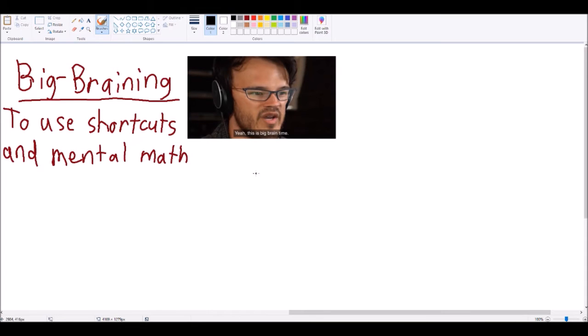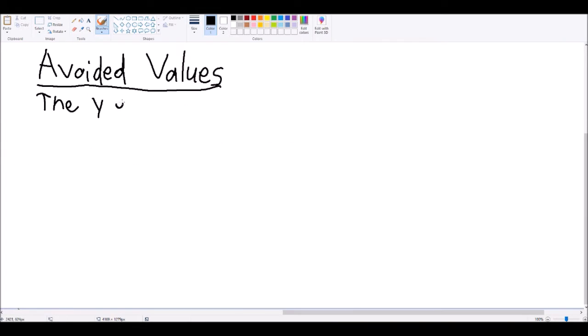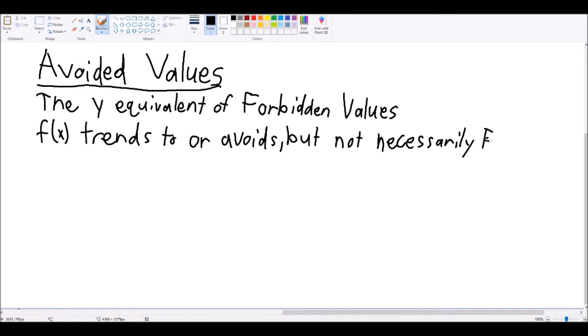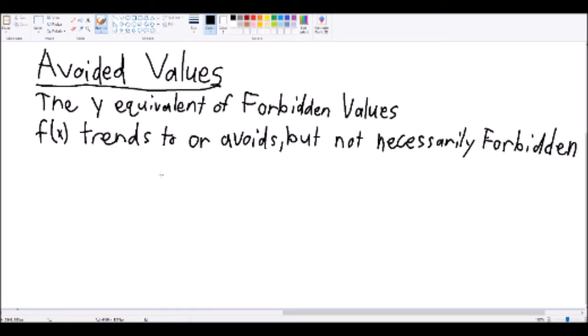To start off, it's best if we have a function with avoided values. These are values that functions either trend toward or avoid. They are basically the y equivalent of forbidden values, except they're not forbidden.